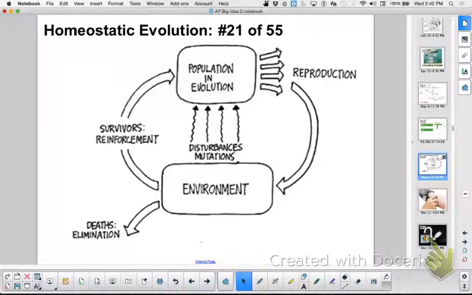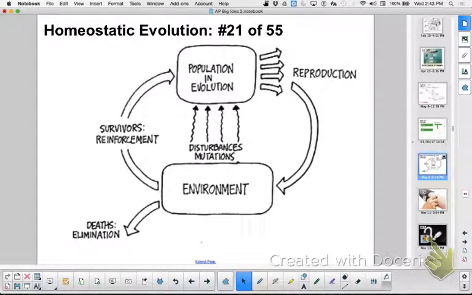Take a look at this diagram, and person in the slate seat, why don't you go ahead and explain this diagram? See if you can. Start at population and evolution. So the environment causes death and elimination. The survivors are reinforced, but the environment also causes disturbance and mutation. So evolution, species, and then essentially just reproducing.